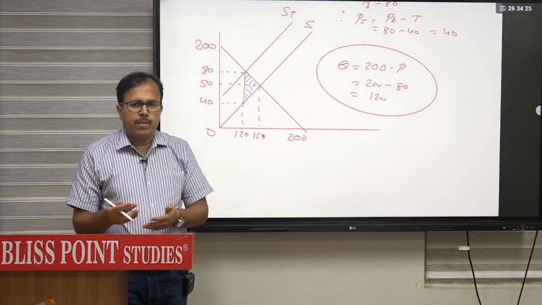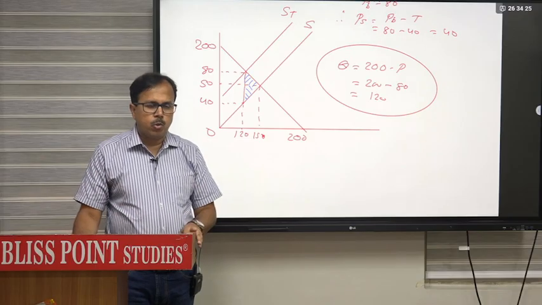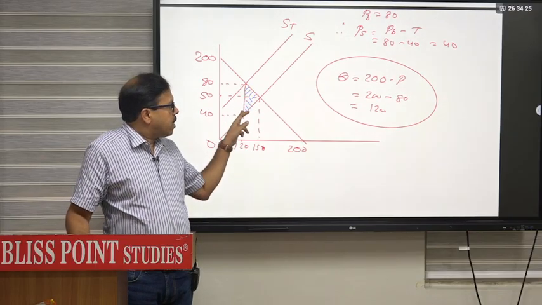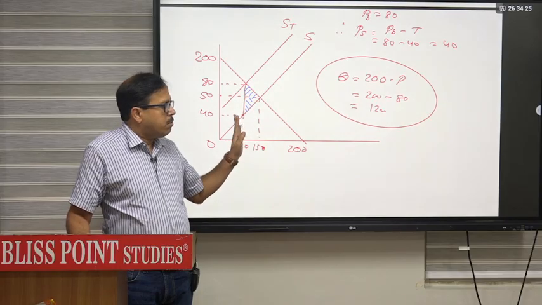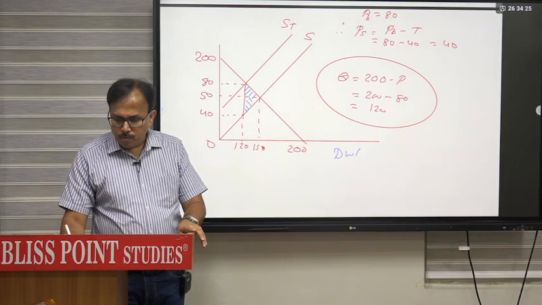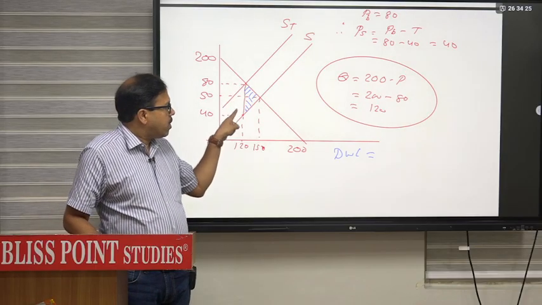Why it is called deadweight loss you will come to know in the next few lectures, but you can calculate it. Deadweight loss, if I say this is the area of deadweight loss, so you have all the numbers. So if you want to calculate that deadweight loss for this question, you have to calculate only that area of this triangle.